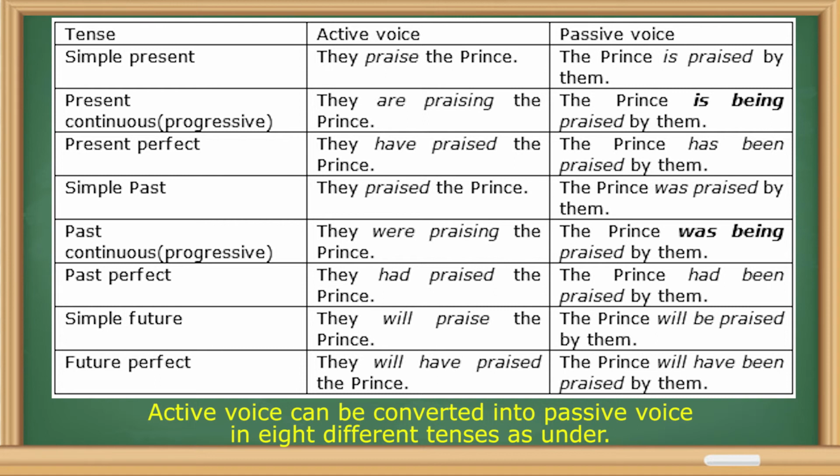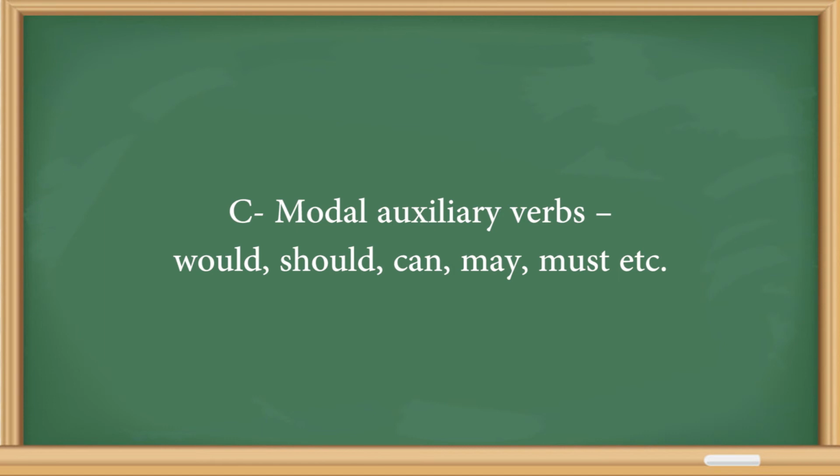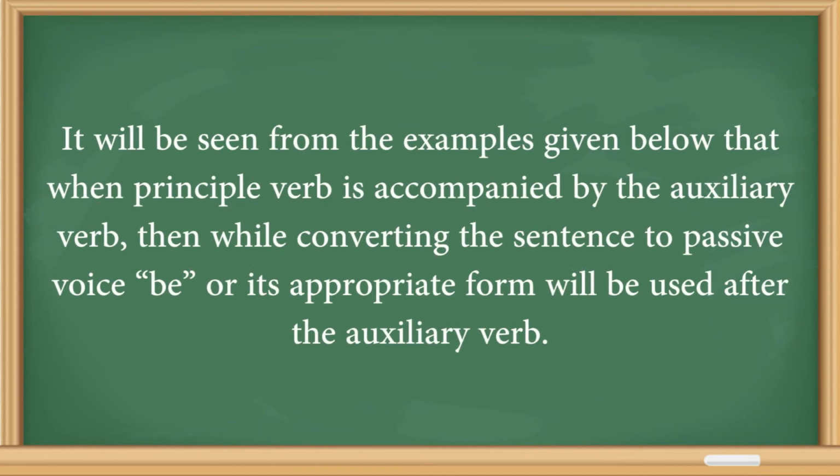So we have seen the changes in tense and the importance of the auxiliary verb. Now let us go ahead. Modal auxiliary verbs like would, should, can, may, must, etc. It will be seen from the examples given below that when the principal verb is accompanied by an auxiliary verb, then while converting the sentence to passive voice, be or its appropriate form will be used after the auxiliary verb.